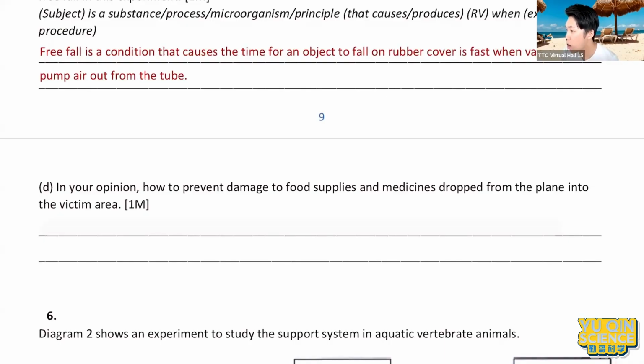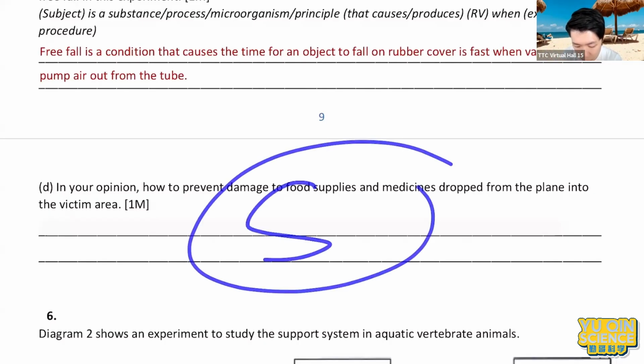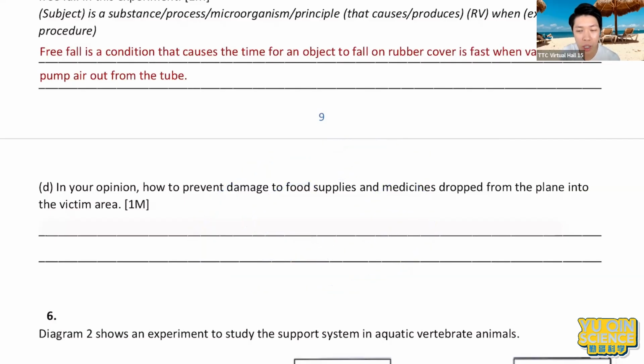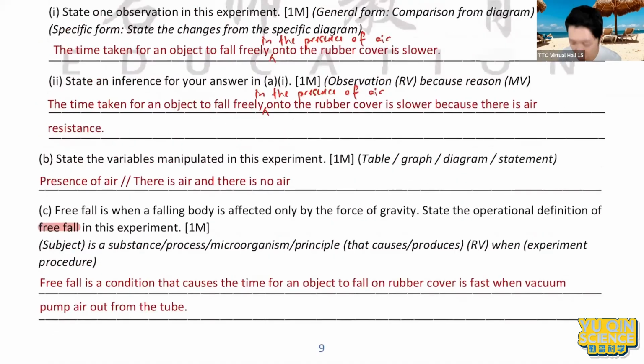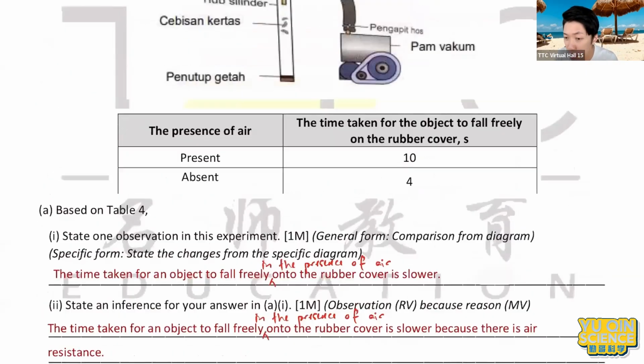Okay, in your opinion, how to prevent damage to food supply and medicine dropped from airplane? Wow, suddenly, how do I know? Do you think I go to war? Okay, but actually it's your theory. This is your skill number 3, S3, application. You remember we were doing about free fall? Hey, it's related.